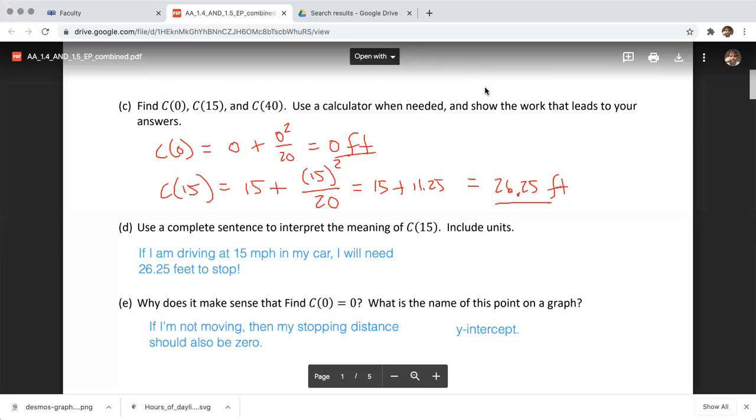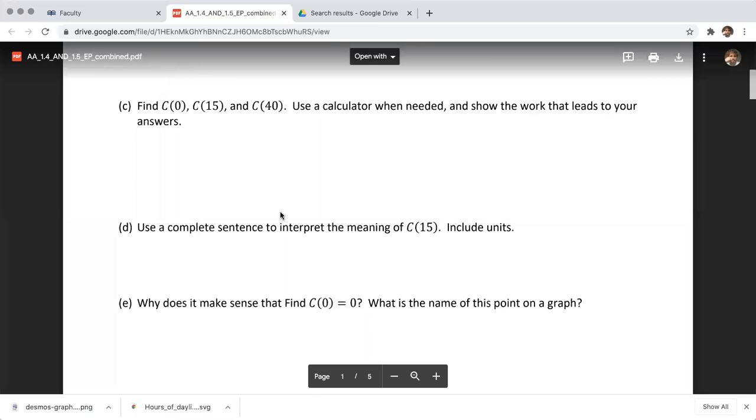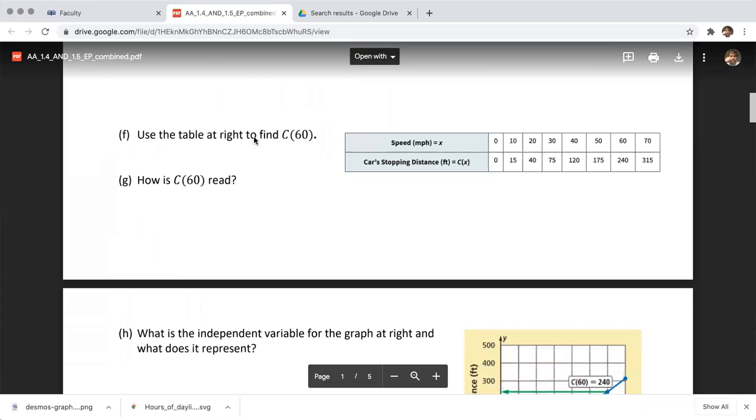Okay, I'm going to clear all this, and I'm going to scroll down. Use the table at right to find c of 60. Okay, c of 60, I'm plugging 60 into the function. So 60, the input, is right here. And so I am looking for this point right here. And it looks like c of 60 is 240. So I'm going to say that it is 240 feet.